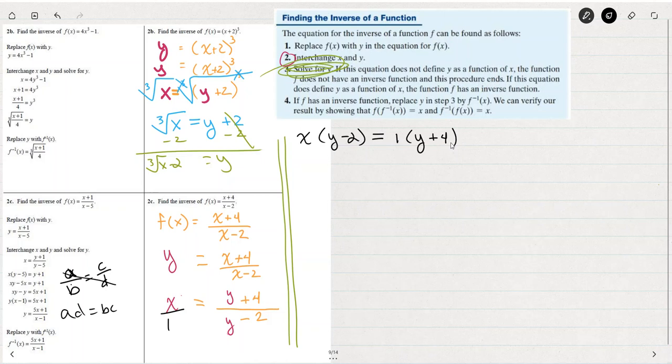If you didn't quite get that, pause the video, rewind, watch it again. It's like watching a movie and missing a scene. And wait, how did that happen? So just pause it, rewind it, try it again to make sure you get this.